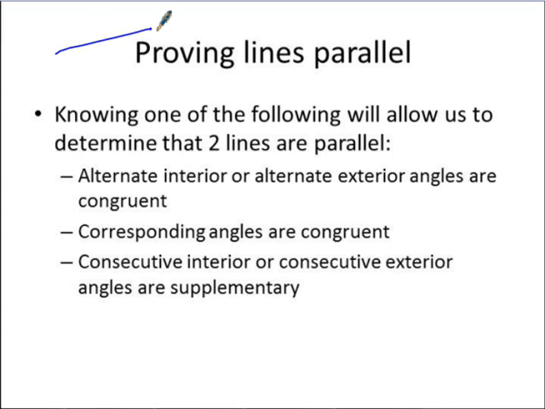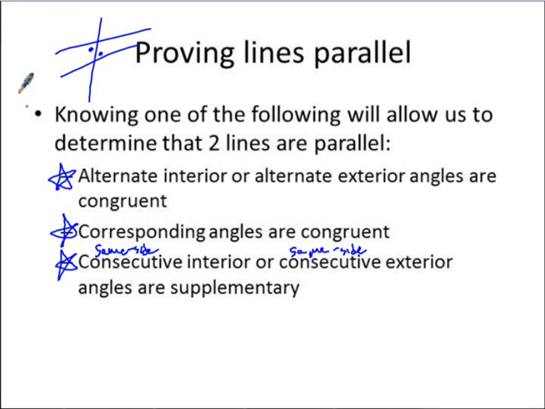So we have two lines wherever, and then we have a transversal, and we're saying if we can prove this one parallel or congruent to that one, then the two lines are parallel. So we have alternate interior or exterior angles are congruent. That'll prove lines parallel. Corresponding angles being congruent, that'll prove two lines parallel. And consecutive interior, so same side interior or same side exterior angles are supplementary. If any of those things are true, then we can say the lines are parallel.